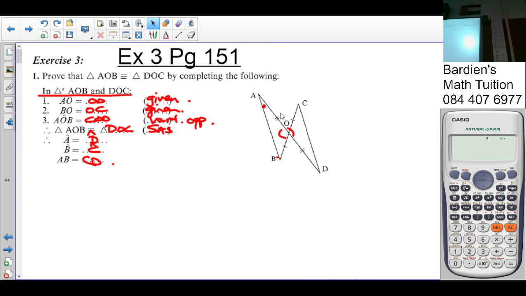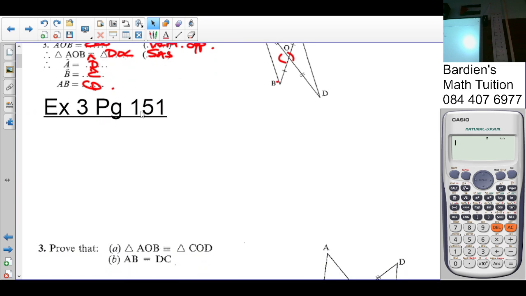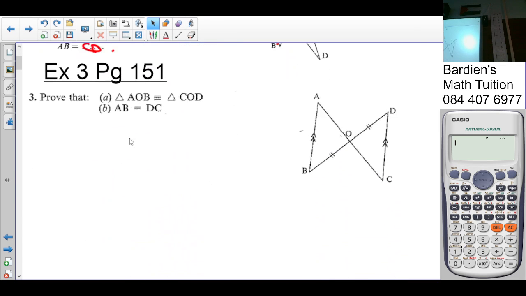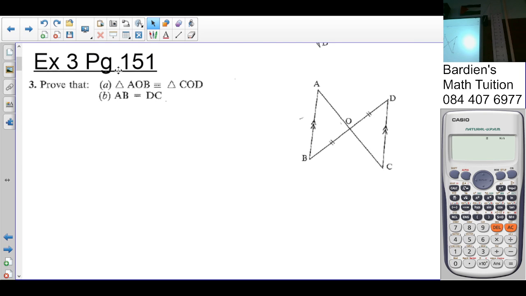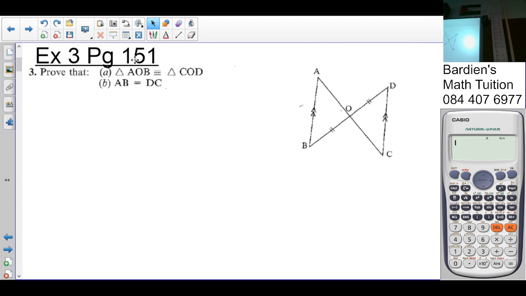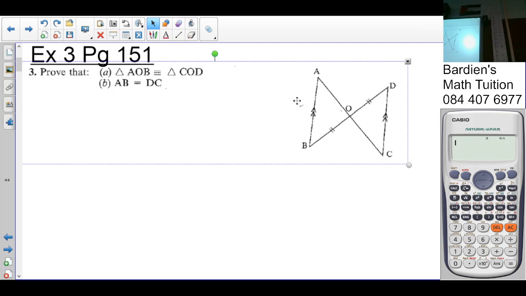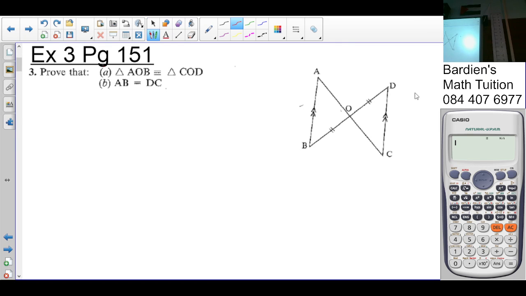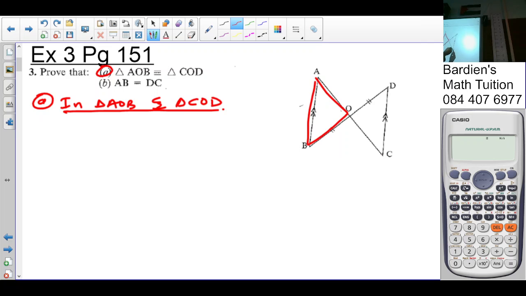Alright, let's go now to the next one. Here we are told to prove that triangle AOB is congruent to triangle COD. So how do we start off? We say in triangle AOB and triangle COD. What can we say?